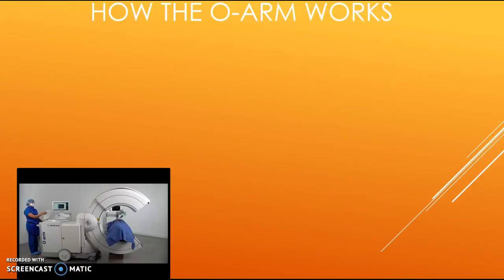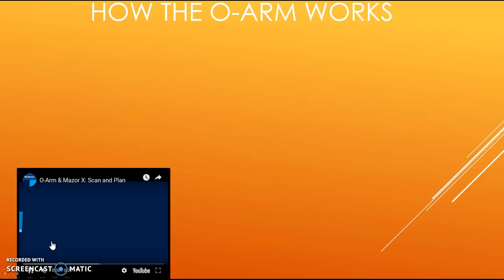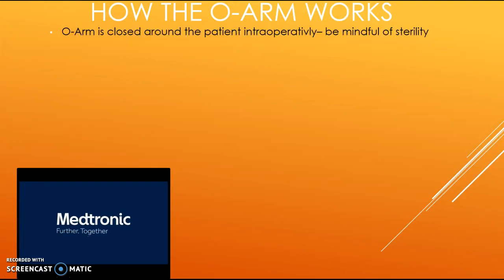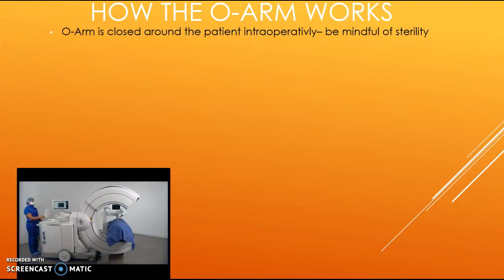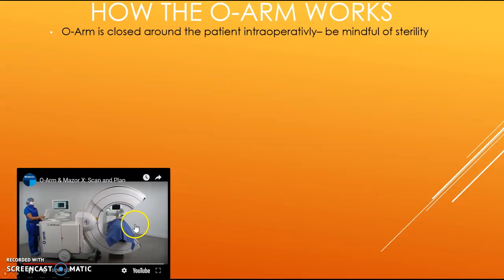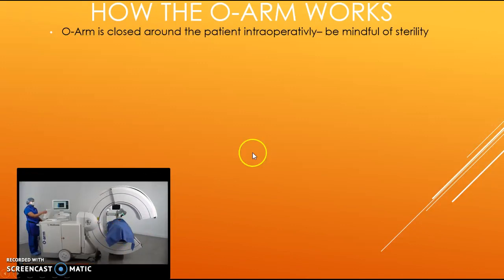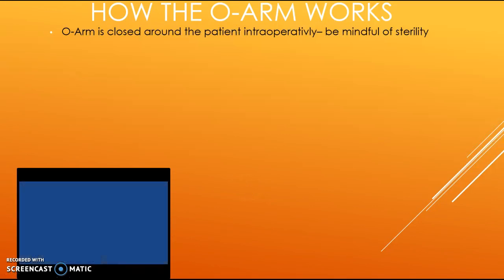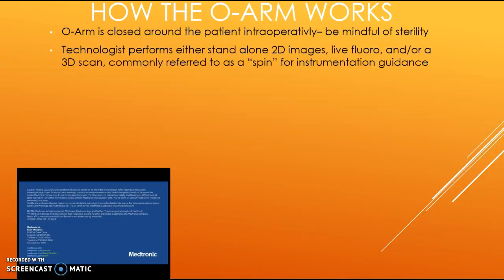So how does the O-arm work? Whenever you're utilizing the O-arm, you want to be mindful about being sterile. Whenever you bring the O-arm in over the patient, as you can see in the video, you want to make sure that you're not closing this thing around the patient or touching any of the sterile drapes. It's best if you have someone to help you make sure that you're not closing in on a drape or hitting anything. There are still drapes for the O-arm. I've never used one, but I know that they are available.